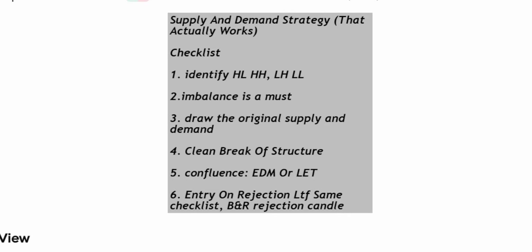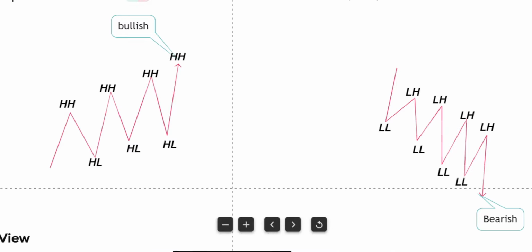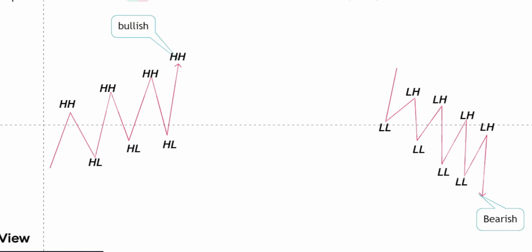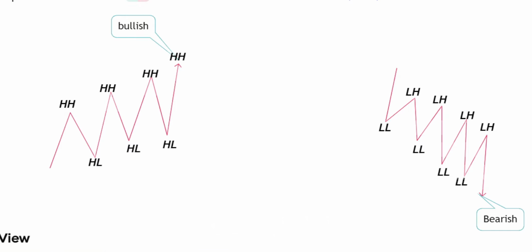First thing we will do on our checklist is identify higher low, higher high. When the price is making higher highs and higher lows, this indicates that the price is in an uptrend. Additionally, when the price breaks a recent high to make a new higher high, it is called a break of structure. You can mark the broken recent high as BOS, short for break of structure.